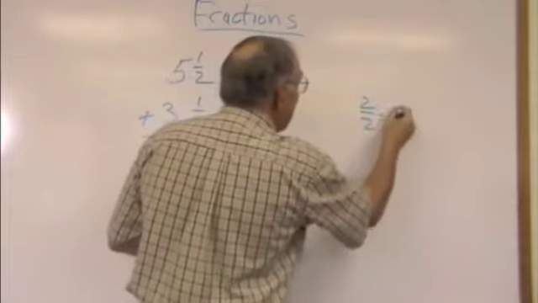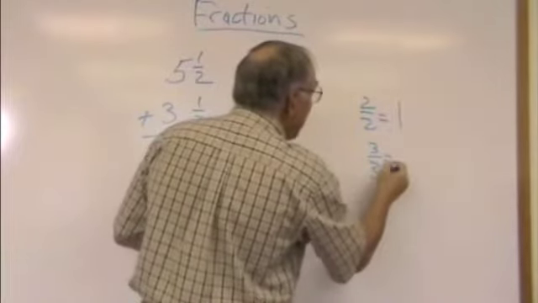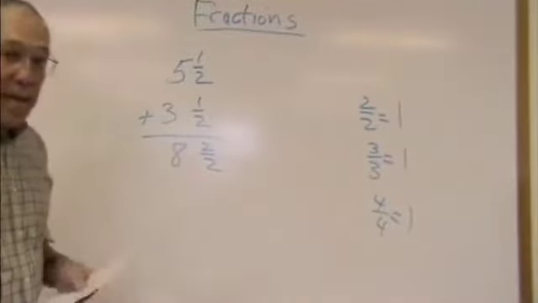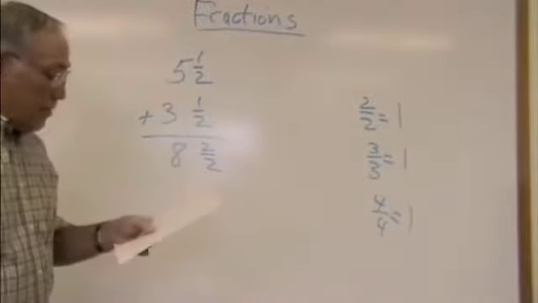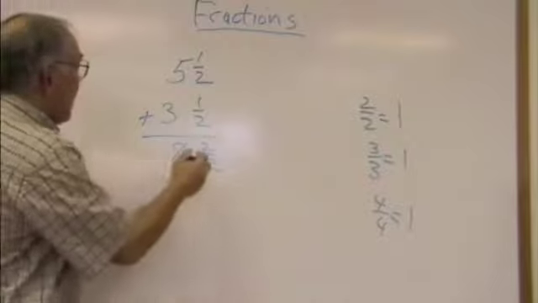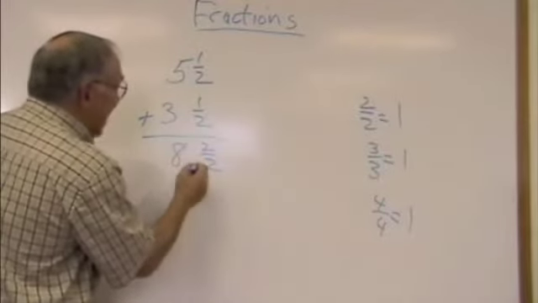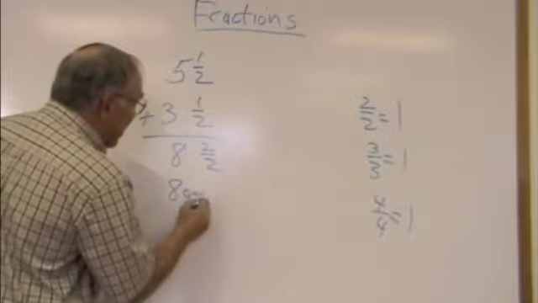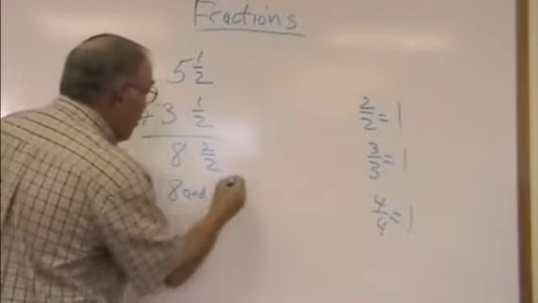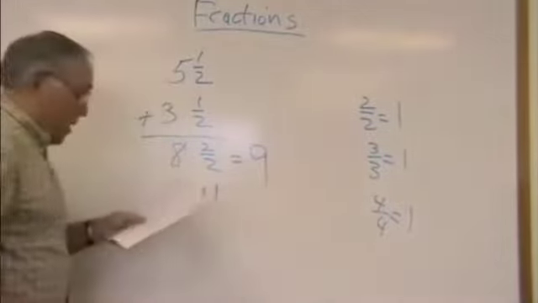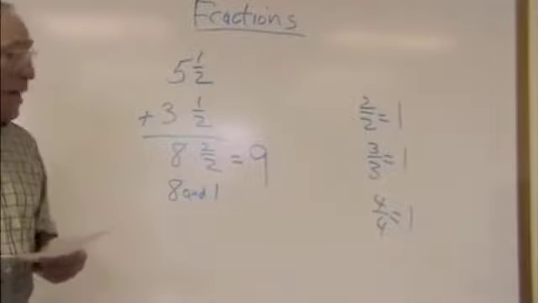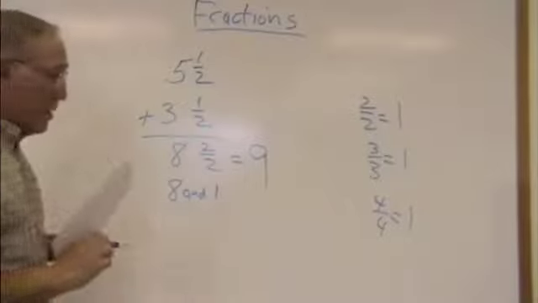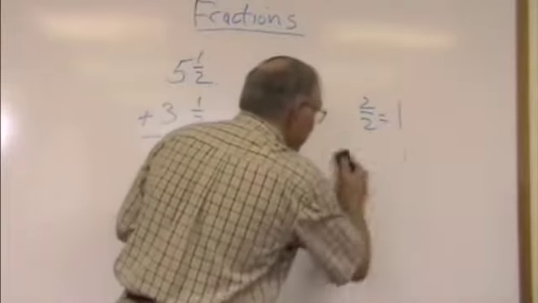2/2 equals 1. 3/3 equals 1, 4/4 equals 1, okay? That's a handy fact to have. So what do we get here? This we know is really 8 and 2/2, which is really 8 and 1, okay? Which is really 9, okay? So we would change that answer 8 and 2/2 to 9. Okay, let's look at something just a little bit different.